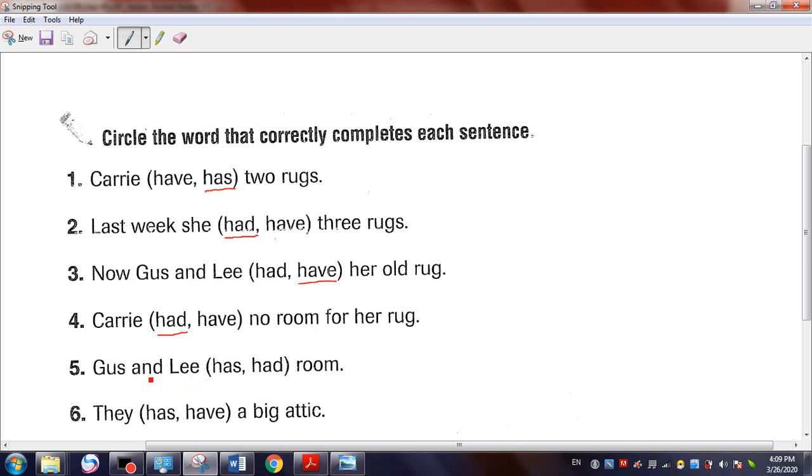Gus and Lee, space, room. Gus and Lee, these are 2 persons, 2 people. So is it has? No. So it's had. Okay. They has or they have a big attic. They have. Very good.